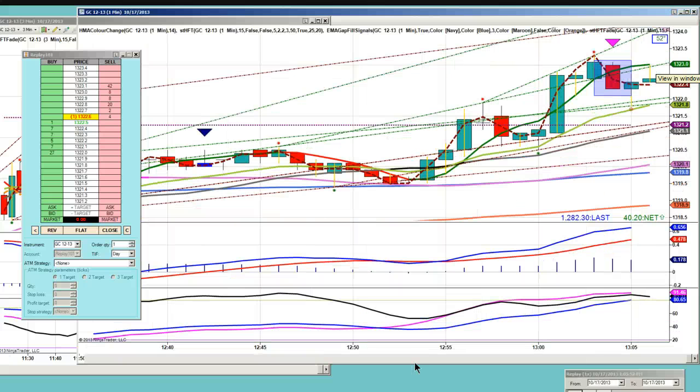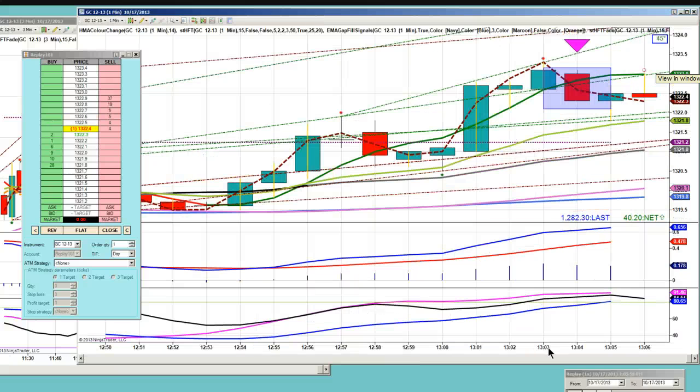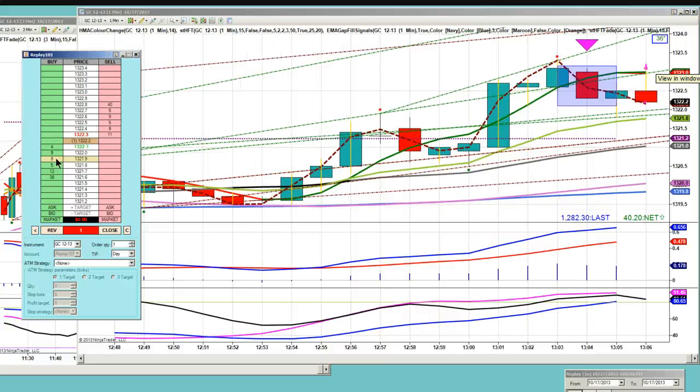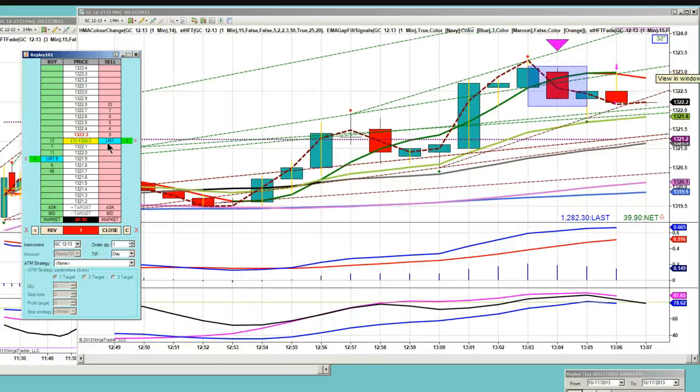Okay, so there's my change. So I'm in, right? I'm in, and let's see. I'm going to put 2 contracts on. Let's see if we can do the same thing as we did before. There's my HMA color change. My stow's ticking down.